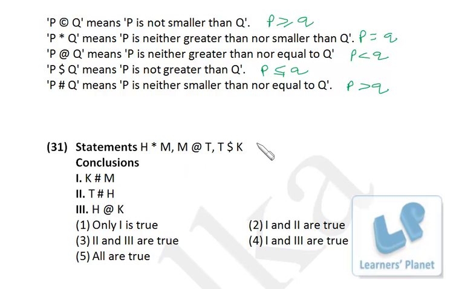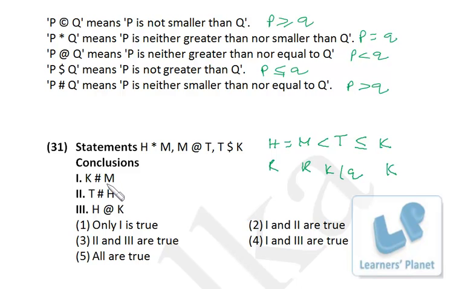H and M. H is equal to M. Star means M at the rate T, that means M is less than T, and T dollar K, that means T is less than equal to K. Once again we can see the similarity of signs, less than sign, or maybe greater than, whatever you see. So K, it's king, it may be king, may be queen, it is a rook, and it is a rook.